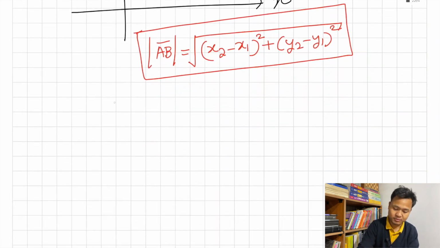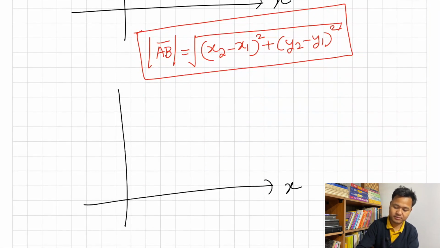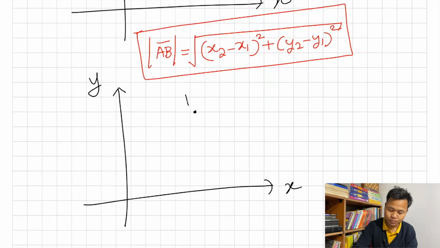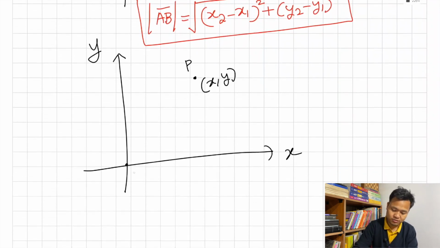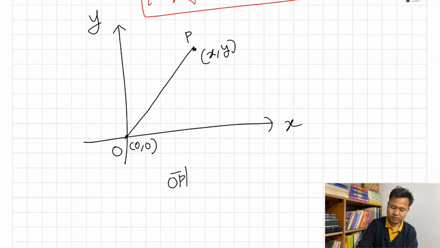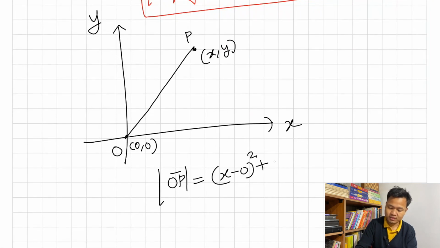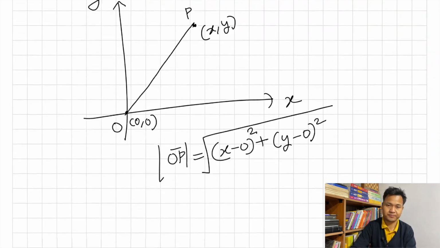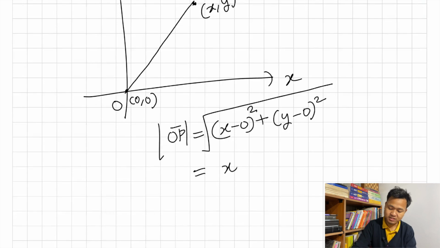Suppose I have a single point on the xy plane, point P, with coordinates x comma y. So how do you find the distance of this point from the origin? The origin has coordinates 0, 0. So what is the distance of OP? OP will be given by x minus 0 the whole square plus y minus 0 the whole square under root, which is nothing but x square plus y square under root.